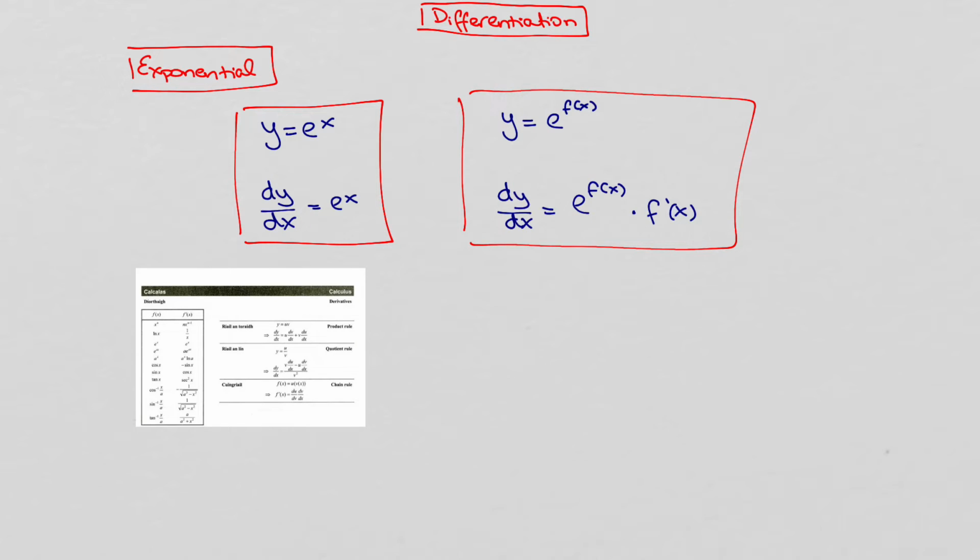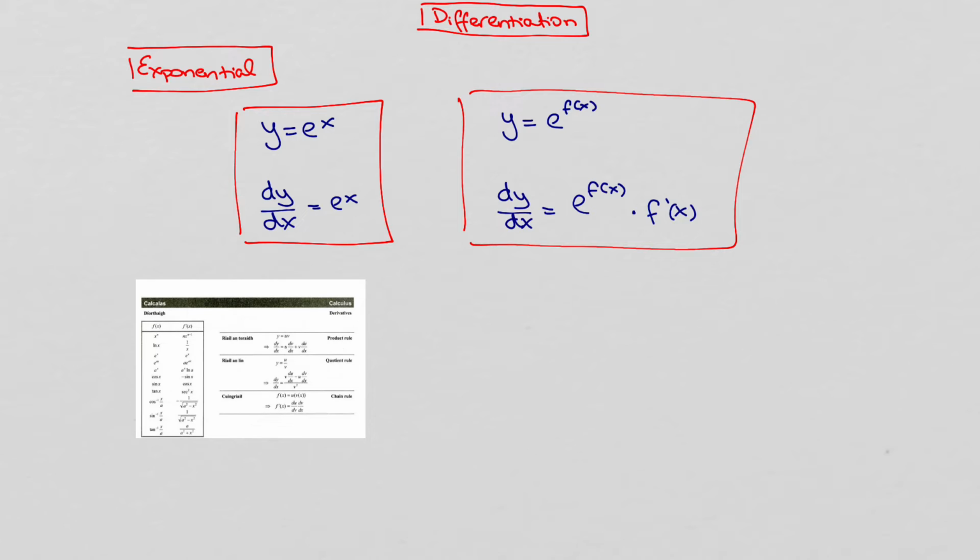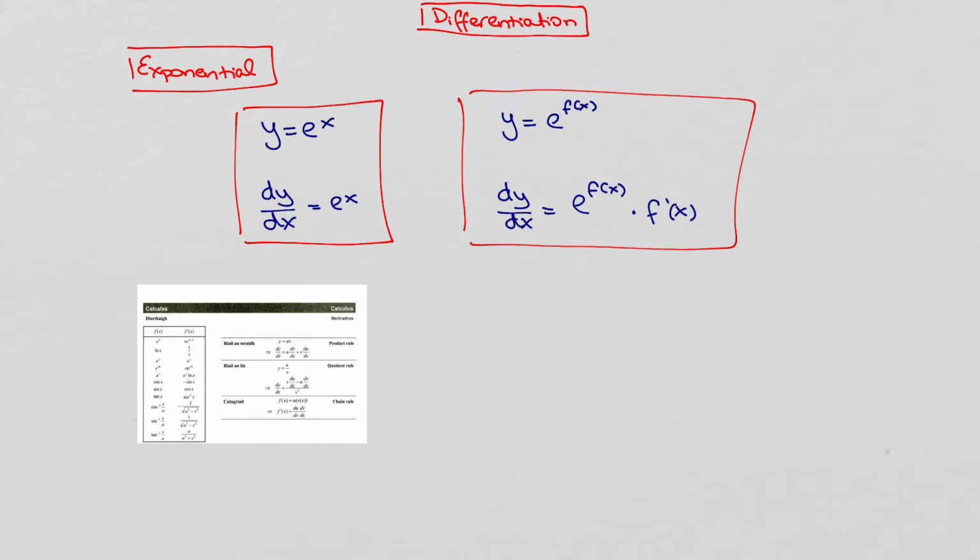So if we look at our maths tables on page 25, we can see that it says e to the x differentiated is e to the x, but it also gives us that e to the ax is equal to a e to the ax. So in other words, if we differentiate the power ax, then we get a, and we multiply that by e to the ax.